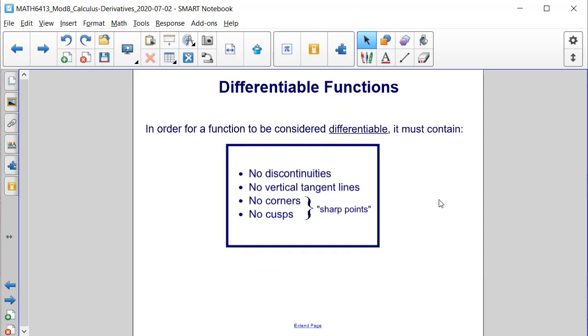In order for a function to be considered differentiable, it must contain all of the following. No discontinuities, meaning no jumps in the graph. It must contain no vertical tangents or asymptotes, no corners and no cusps, and both corners and cusps are a type of sharp point that some functions may have.